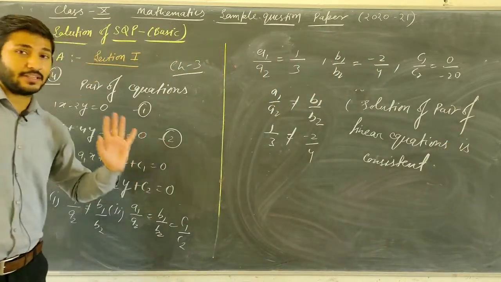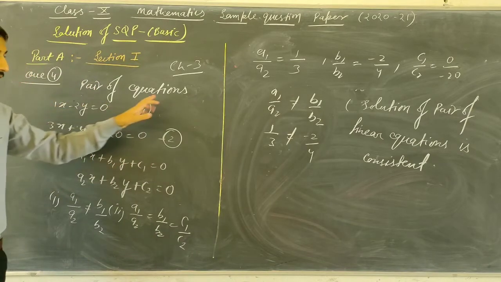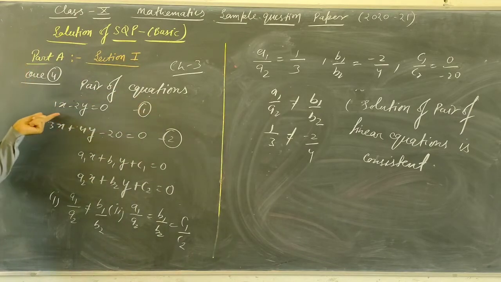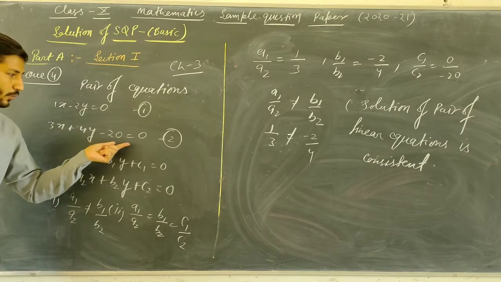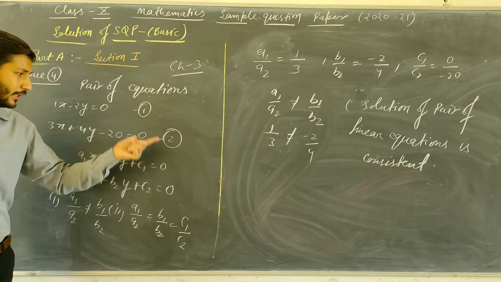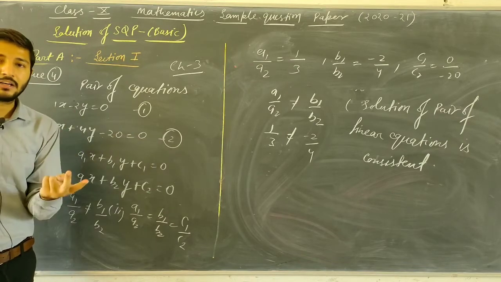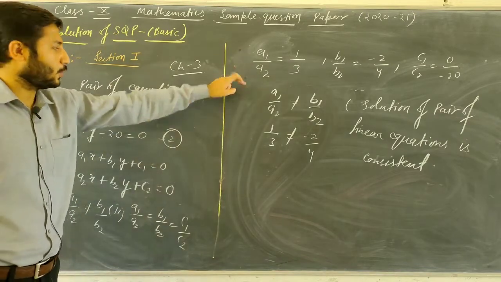If the question is considered in the exam, then you can mention pair of equations are x minus 2y equals to 0, 3x plus 4y minus 20 equals to 0. This is your equation number 1 and equation number 2. On comparing the coefficient, mention like this: a1 upon a2.